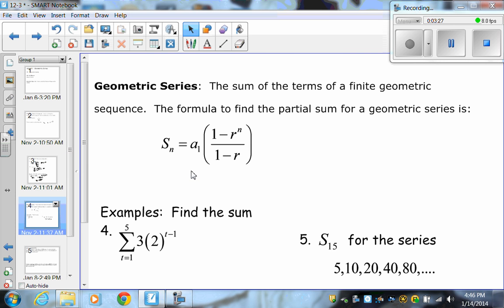The geometric series is just the sum of the terms of a finite geometric sequence. The formula to find the partial sum for a geometric series is S sub n equals a sub 1 times 1 minus r to the n, all over 1 minus r. So in this case, we need our first term, we need to know r, and we need to know how many terms there are in order to find the sum.